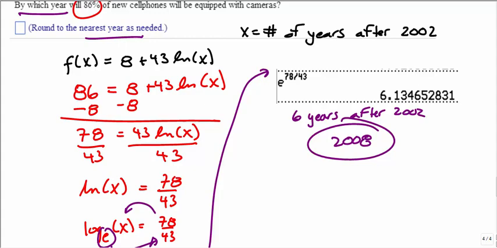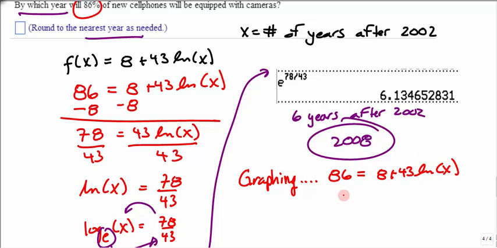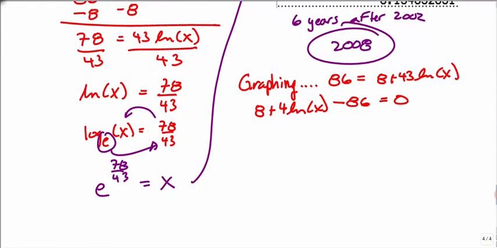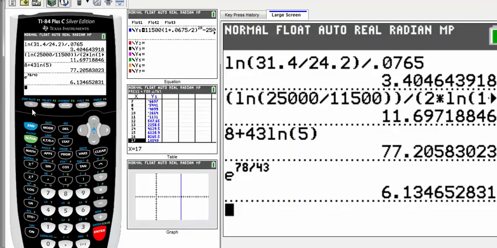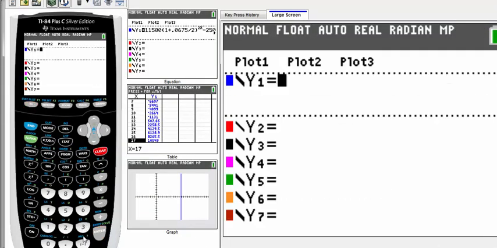Now, another way that we could have solved this is by graphing. So let's go ahead and look at this by graphing. So if we look at this graphically, I have this 86 equals 8 plus 43 ln of x. I could go ahead and subtract the 86 to get it set equal to 0. So I could have 8 plus 43 ln of x, and then outside the argument of the ln I have minus 86 equals 0. Now if you want to simplify that a little bit, you can, like combine the 8 and the negative 86, but it's not necessary. So let's go ahead and look at the graph. So we have 8 plus 43 ln of x.